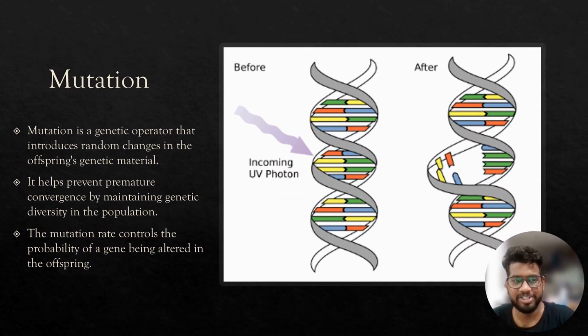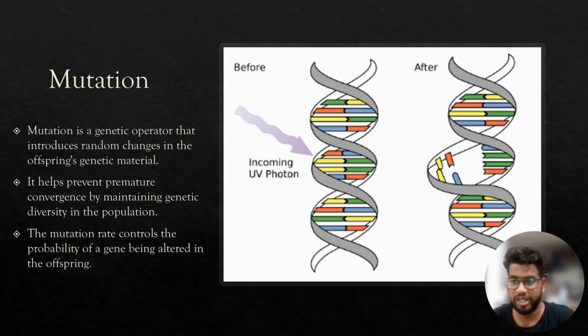Talking about mutation. Mutation is a genetic operator that introduces random changes in the offspring genetic material. It helps prevent premature convergence by maintaining genetic diversity in the population. The mutation rate controls the probability of a gene being altered in the offspring.